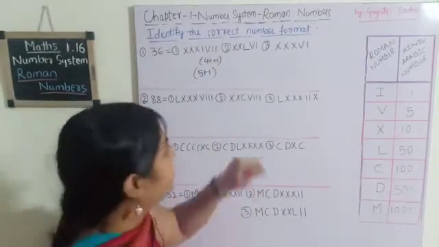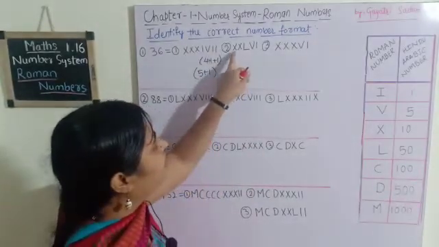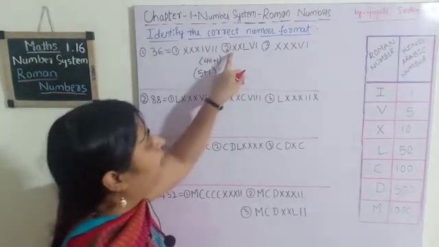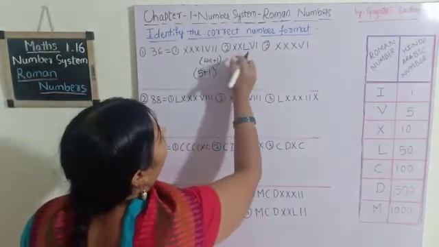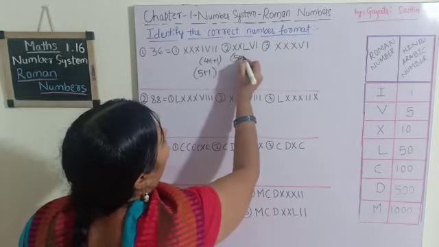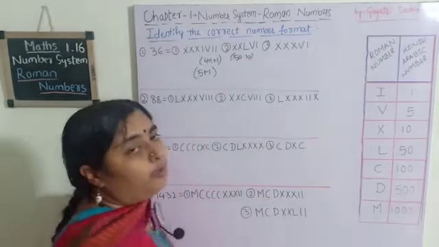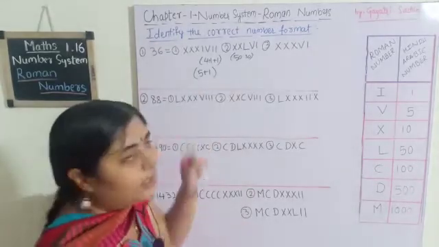Writing 6. So coming to the next option, XXL. What have they written here for 30? 50 minus 30 they have written. Do we write 30 like this?